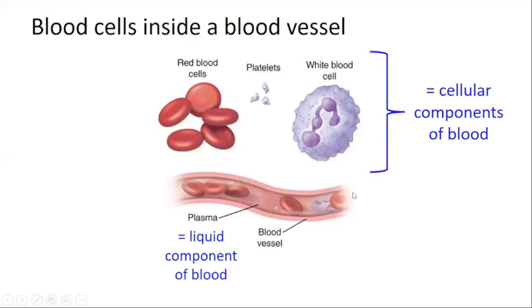So here we have a diagram of a blood vessel, and inside blood vessels runs our blood. So blood has a liquid component, which is called plasma, and cellular components, which are red blood cells that carry oxygen, platelets that help your blood to clot, and white blood cells, which are the major component of the immune system.